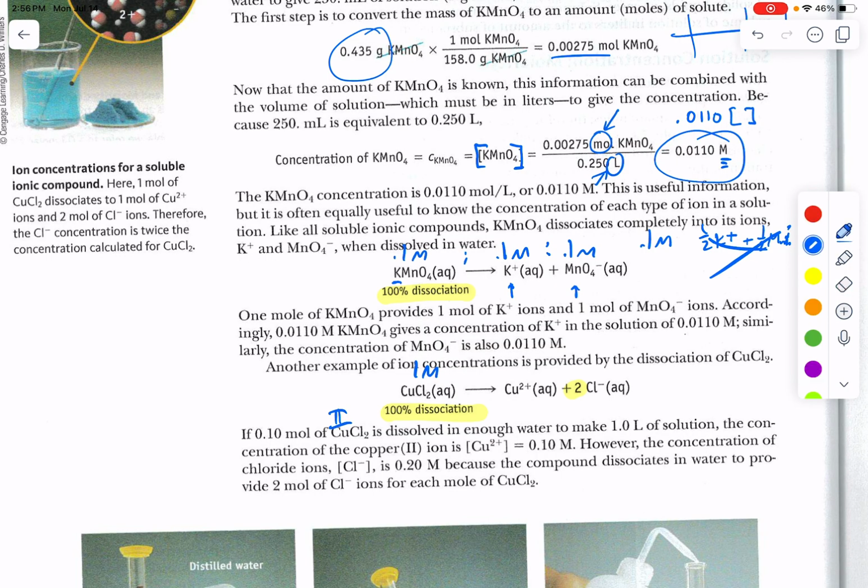This is more realistic. You would not necessarily know this, but I would. So 0.1 molar. You're going to get 0.1 molar of copper 2 ions, and you're going to get 0.2 molar of chloride ions. Notice that 0.1 molar turns into 0.1 molar plus 0.2 molar. Make sure you remember that.